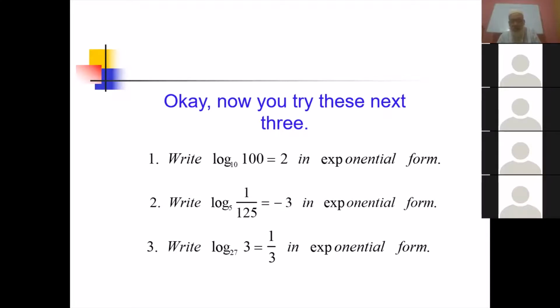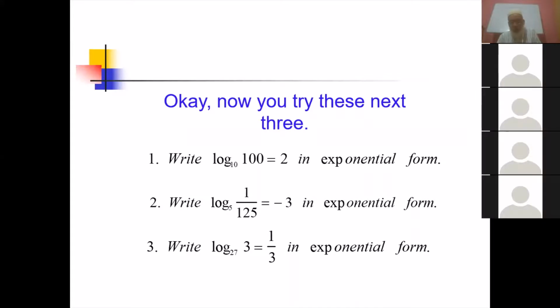Log 3 is equal to 1 upon 3 of base 27. Okay, what will be next? Just give the answer. Who will give? 3 power 3 is equal to 27. Correct.